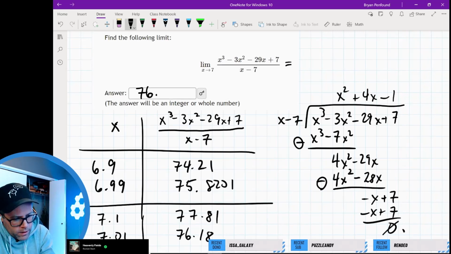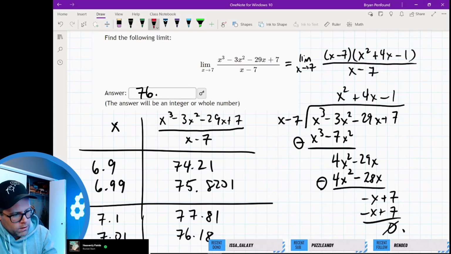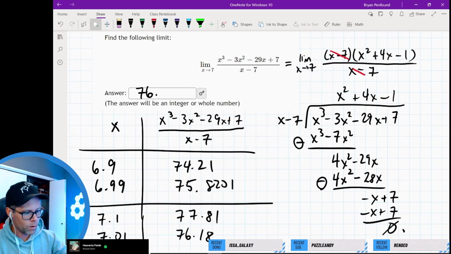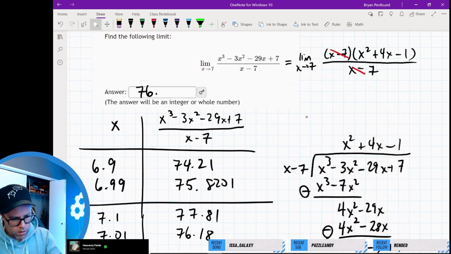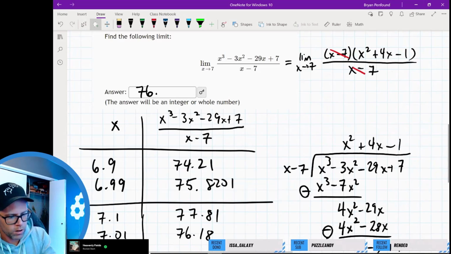So we can basically rewrite this limit as an x minus 7. So that's that factor that we thought divided evenly into the x cubed polynomial. That's going to return back to us this x squared plus 4x minus 1 polynomial. These x minus 7s end up canceling out because the limit's not really concerned about what happens directly at 7, so we can get rid of those very small decimal numbers that we're going to get as we get close to 7, and we're going to be left over with x squared plus 4x minus 1.